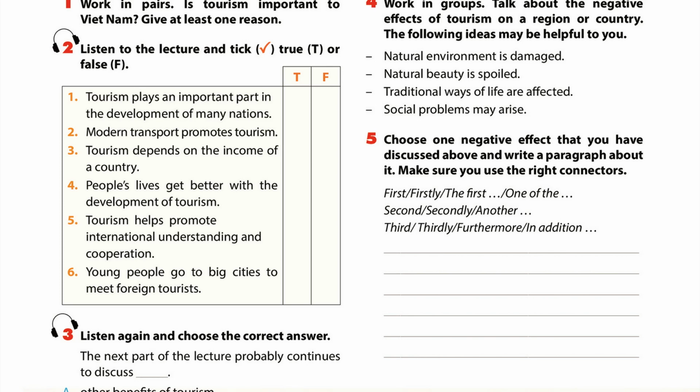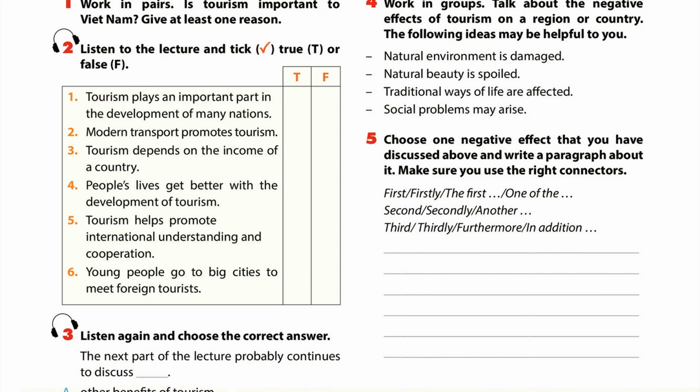Thanks to the widespread use of modern means of transport, people have more choice of holiday destination and can now visit even the remotest parts of the world. Tourism has certainly become an important factor in the development of many countries. An obvious benefit of tourism is that it plays a key role in economic growth. It contributes greatly to the income of a region or country.